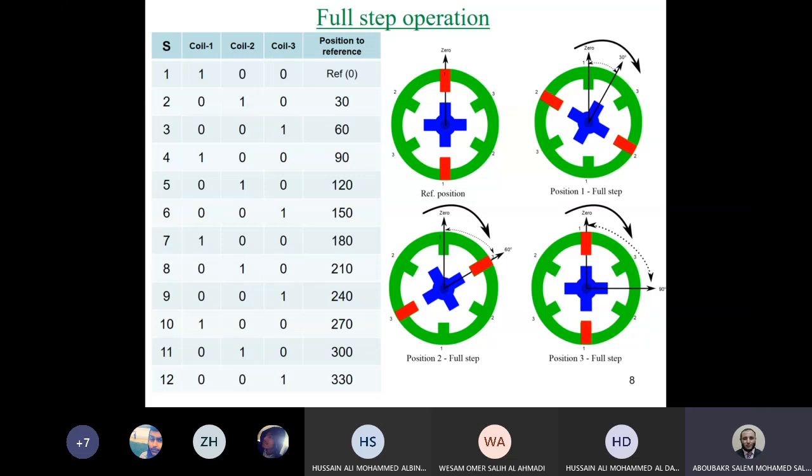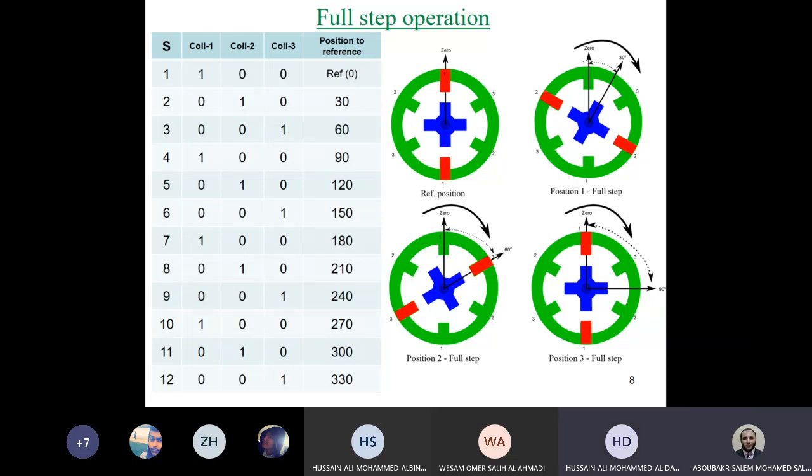In order to apply the second step, we have to go back to the first step in order to recognize the previous position. Based on the previous position, we can change the sequence of pulses in order to move the machine a certain step. So this is the idea of the operation. Fine. But what is the rule of applying?